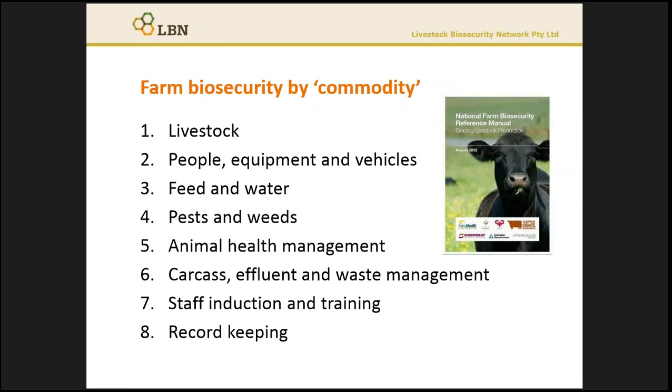When thinking about on-farm biosecurity planning, it's useful to break the job up into bite-sized chunks. I like to think of breaking your farm up into commodities and thinking about the risks associated with each. This grazing livestock production biosecurity manual was developed by the livestock industry, and it has a lot of information and some suggestions on how to look at biosecurity planning in this way. I'll provide the link to that later in the presentation.